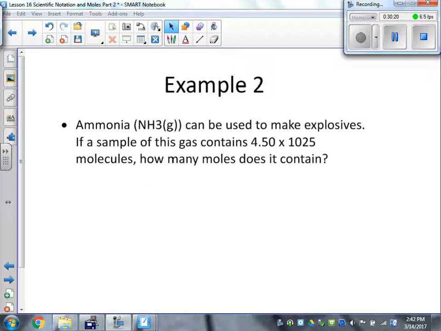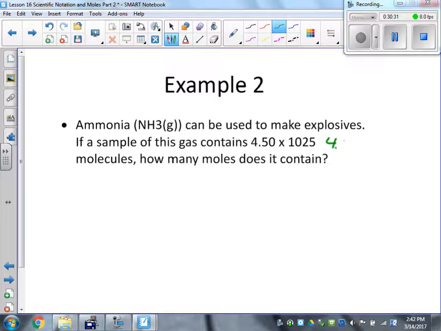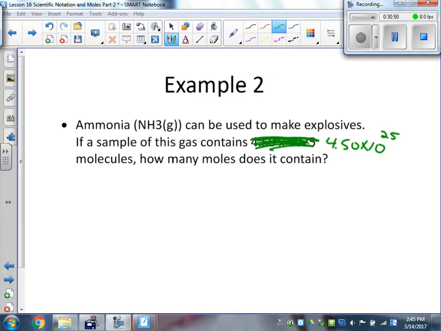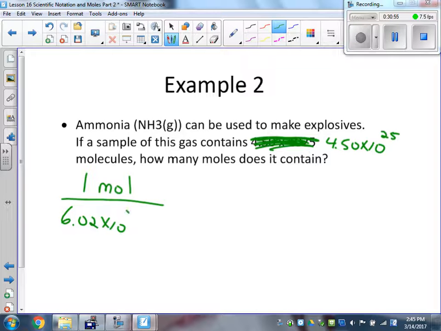I'm going to let you guys try this one here. Once again, you should have this on your sheet, guys. And this number here, of course, is 4.50 times 10 to the 25 molecules. So how many moles does it contain? Go ahead and try that one. Set up a ratio proportion, just like we've been doing. Where are we starting? Always here, 1 mole.